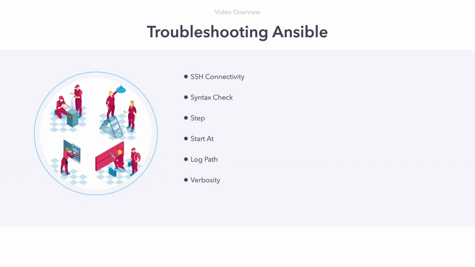In this video, Troubleshooting Ansible, we're going to look at how we can troubleshoot SSH connectivity, how we can make use of the syntax checking options within Ansible, the use of --step to step over individual tasks, the use of --start-at-task to start at a specific task, log_path for logging information, and verbosity.